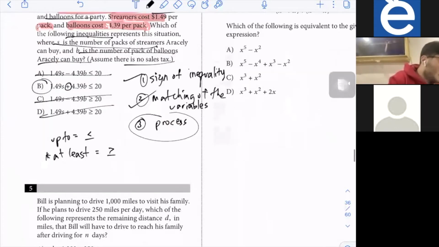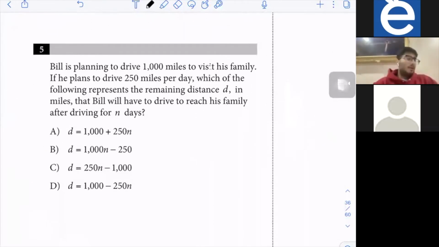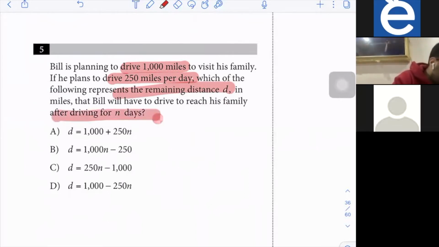So that was question 4. Now let's go to question 5. Bill is planning to drive 1,000 miles to visit his family. If he drives 250 miles per day, which of the following represents the remaining distance D in miles that Bill will have to drive to reach his family after driving for N days?